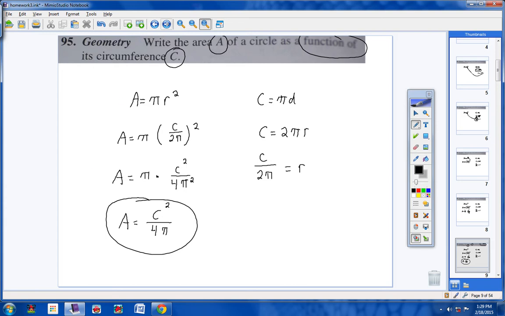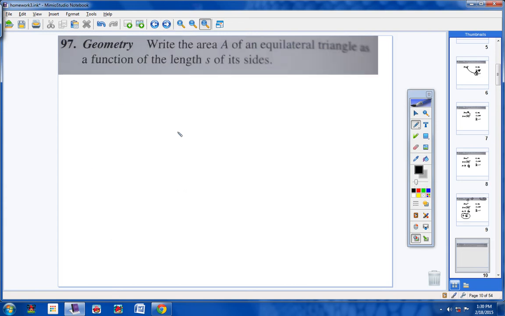Let's try number 97. Write the area A of an equilateral triangle as a function of the sides S. In other words, you have an equilateral triangle. All the sides are congruent because it's equilateral, and we're going to call those sides S. And so we're going to write the area of the triangle as a function of S.